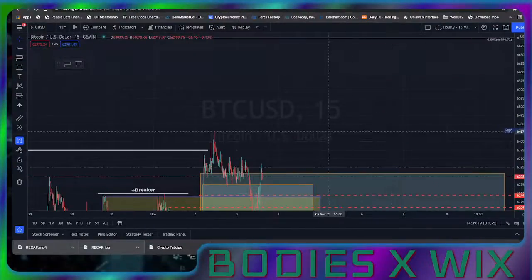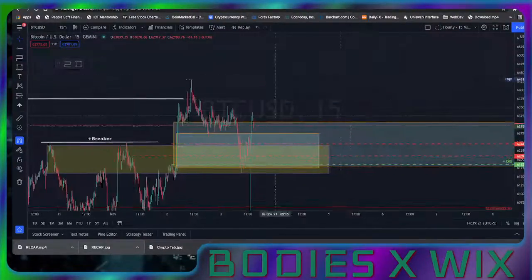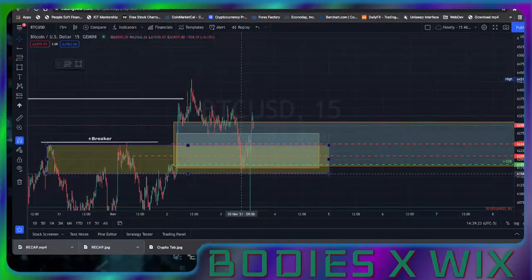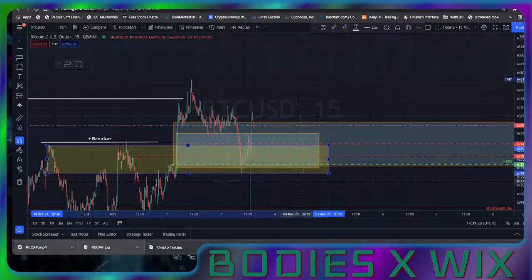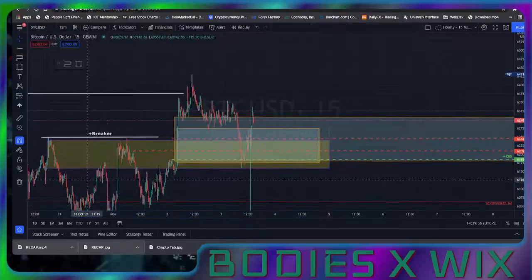Let me pull this up and show you. Whenever it did hit the bottom, as you can see, it hit the bottom of the breaker. So that's what this purple box is right here. From this point to this point, that is going to be your breaker.